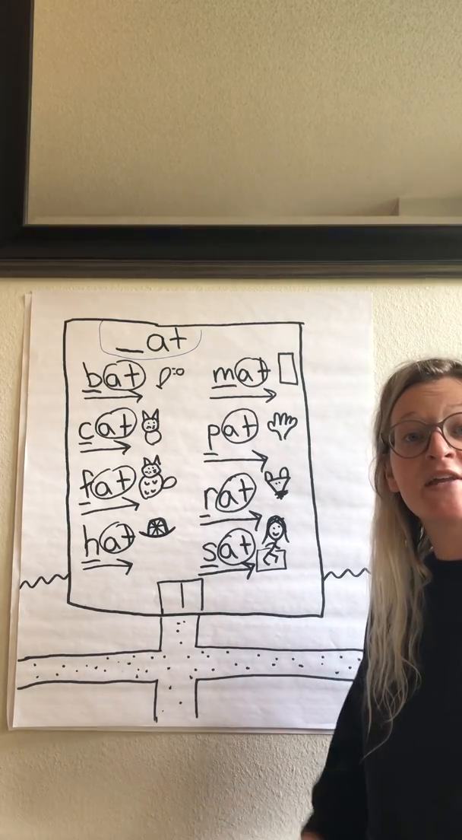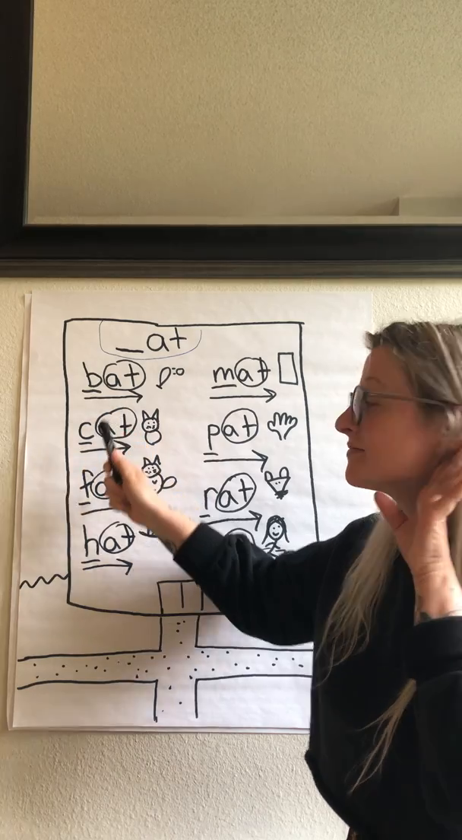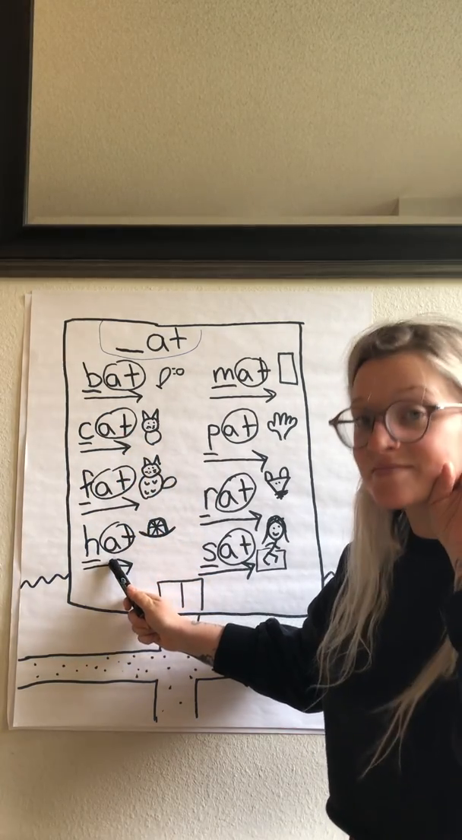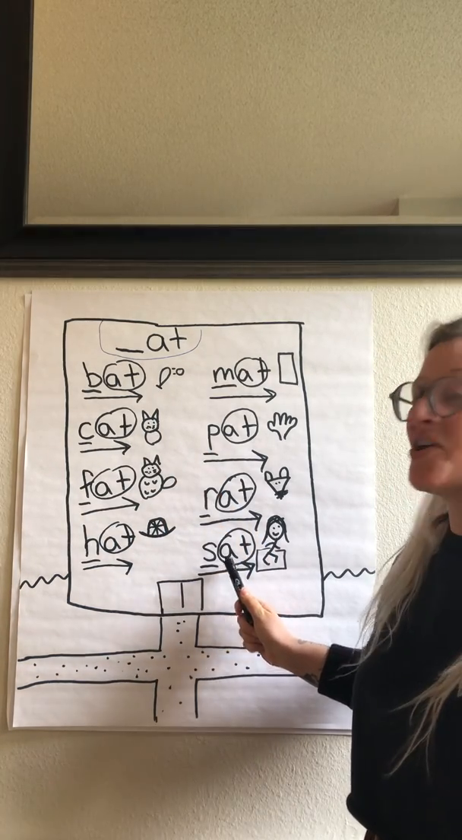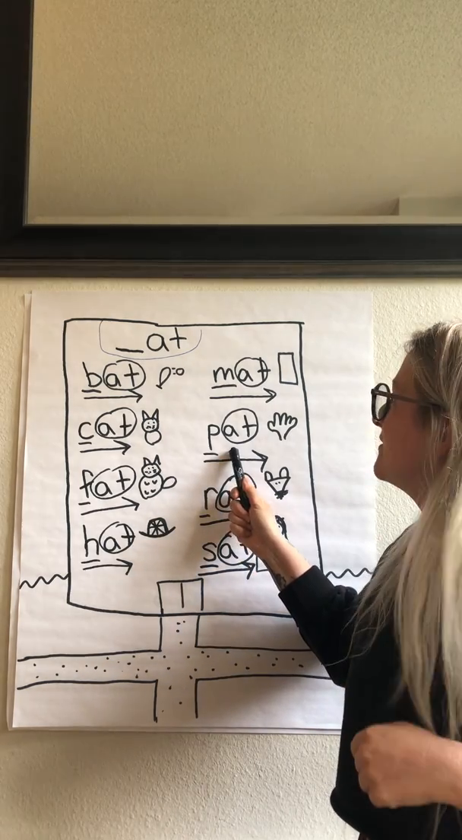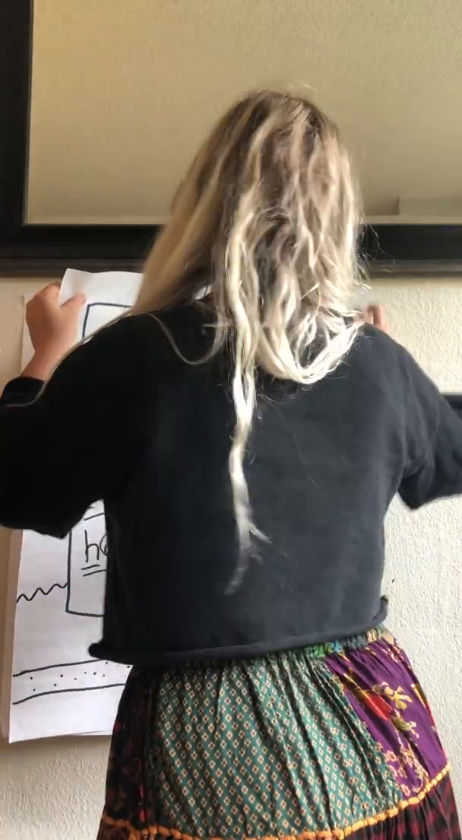So now I'm going to go through each word. I'm going to point and I want you to say it. Ready? Tried to trick you there. Let's go up. Awesome. And very good. All right, we have the at family apartment.